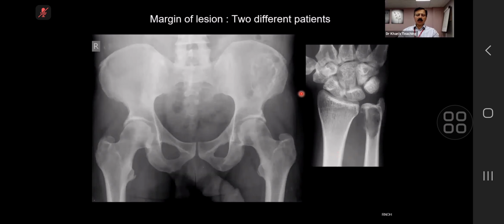Okay, the next heading is margin of the lesion. The margin of the lesion is about whether the lesion is sclerotic or not. Look here, this is a fibrous dysplasia, and this patient has a thick rind of calcification, which is quite pathognomonic for fibrous dysplasia. This one, on the other hand, is a giant cell tumor. Actually, this is the case which was discussed by candidate 1, and this hasn't got a sclerotic margin.